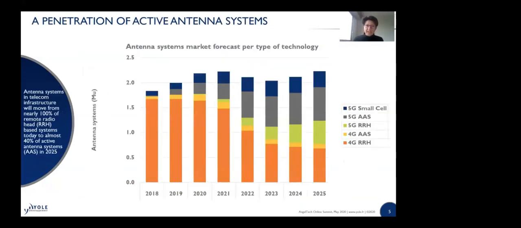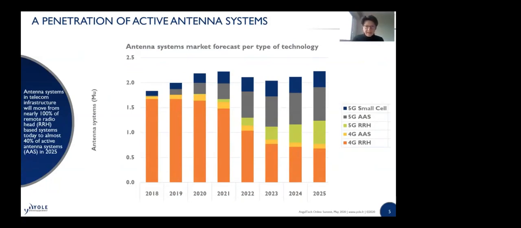If we look today at this market in terms of volume, at the antenna systems, these base stations, around 2020 we have a bit more than 2 million units deployed worldwide. Of course, there's a split in terms of technology. Most of the market is composed of remote radio head-based antenna systems, here depicted in orange, for example, for 4G.